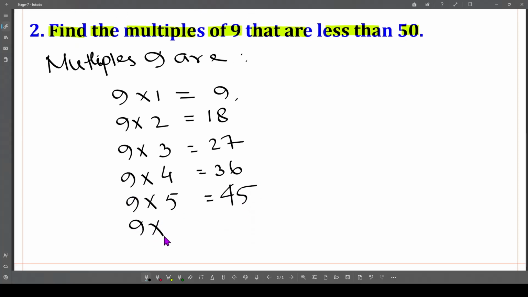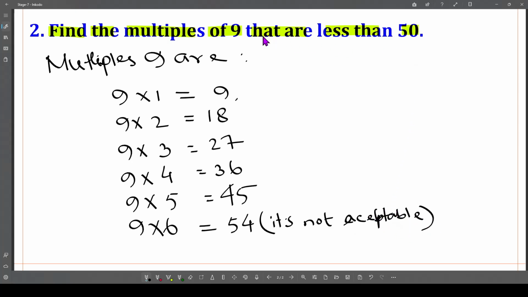9 times 6 is 54. This is not acceptable. You can write not acceptable. Why? Because we need numbers that are less than 50. So 54 is more than 50.